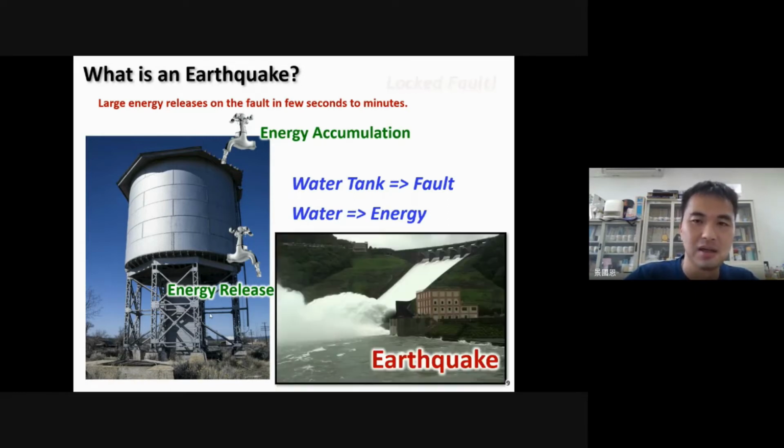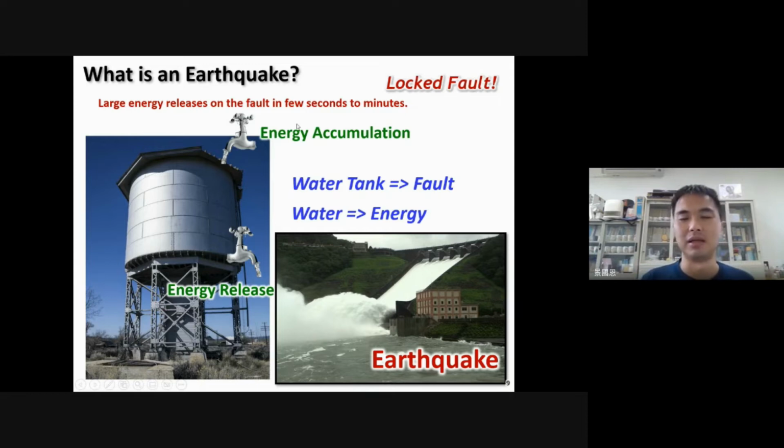and the energy release means the earthquake occurred. Okay, so the earthquake may be just like a water reservoir, and if the dam crashes, or if we want to release the water from the dam like this, then you will see a lot of energy will be released in a very, very short time, like in a few minutes or a few seconds. Okay, so that is the earthquake.